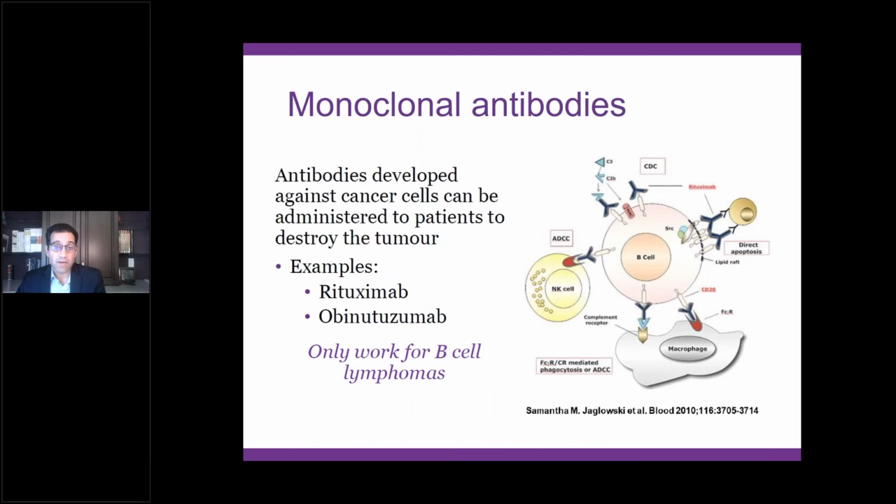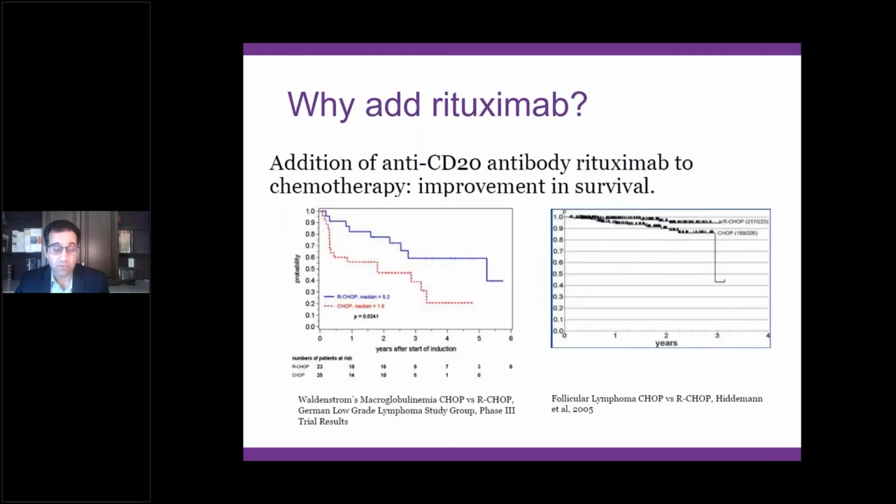And we found, even in follicular lymphoma, when we add a monoclonal antibody, especially Rituximab in this study, to a regular regimen that patients used in the past, it actually improved the survival. So for this reason, we added it to most of the lymphoma protocols now.